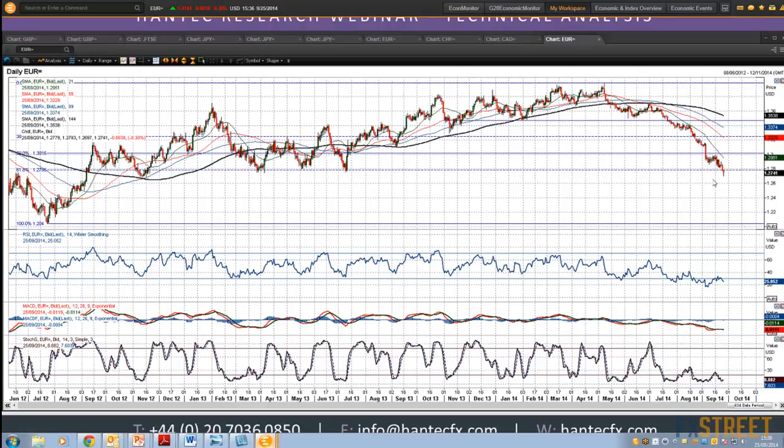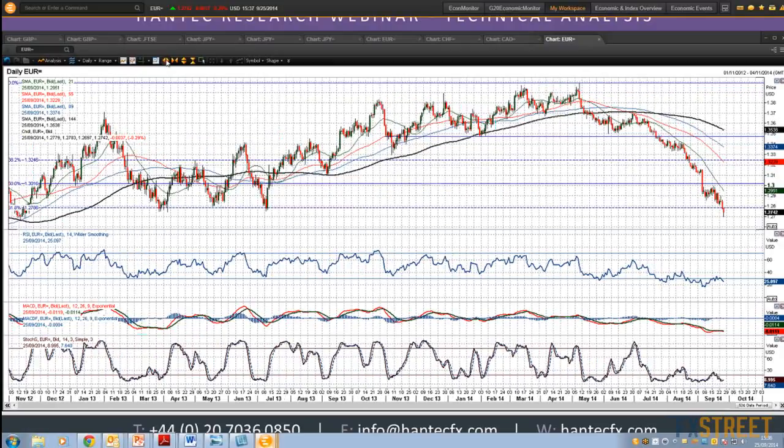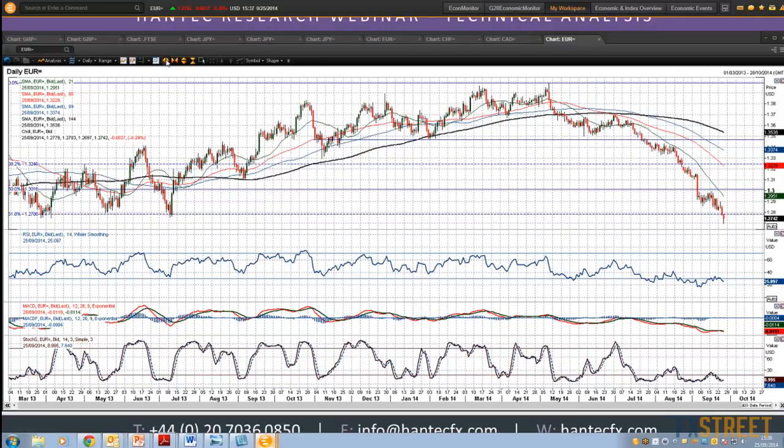Consistently, every time we get a consolidation it gets sold into. You've just got to go with it, I think, at the moment, and the Bollinger Bands are certainly suggesting that as well. So yes, it certainly looks very bearish.